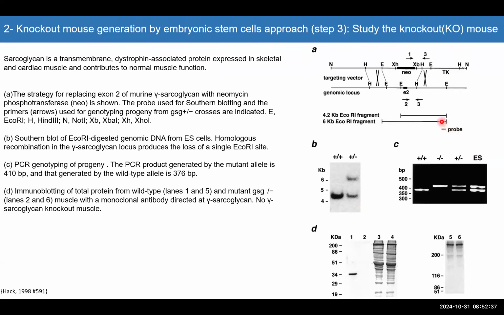The other thing is, if you want to utilize Southern blotting as a genotyping strategy, we can see clearly here that we lost one EcoRI site. And recall, when you do the Southern blotting, you need to digest the genome with a restriction enzyme. So you will isolate the DNA, digest with a restriction enzyme, which is EcoRI in this situation, and then use a probe to detect that gene. The probe should be in this area here.